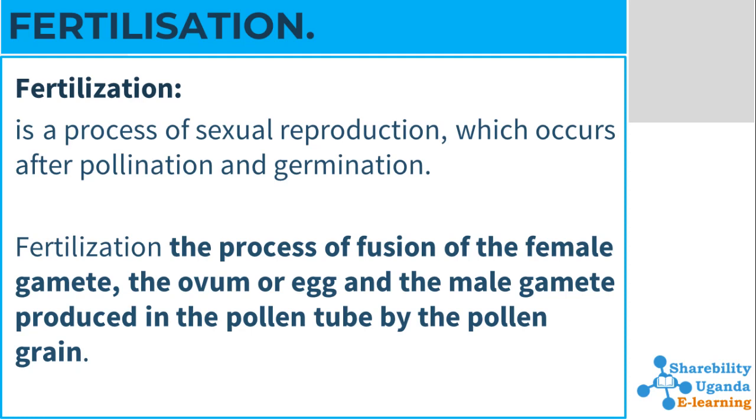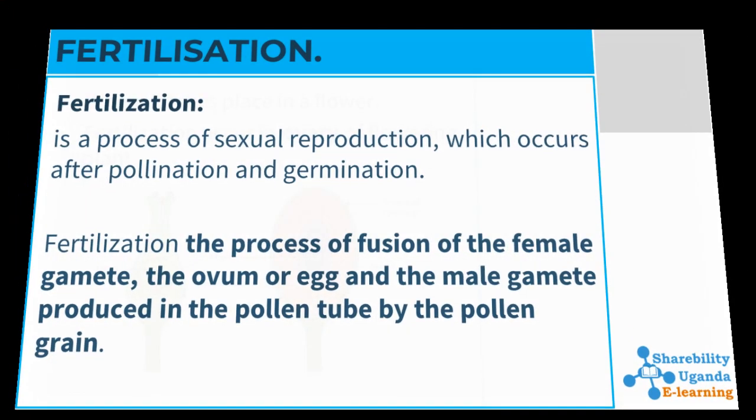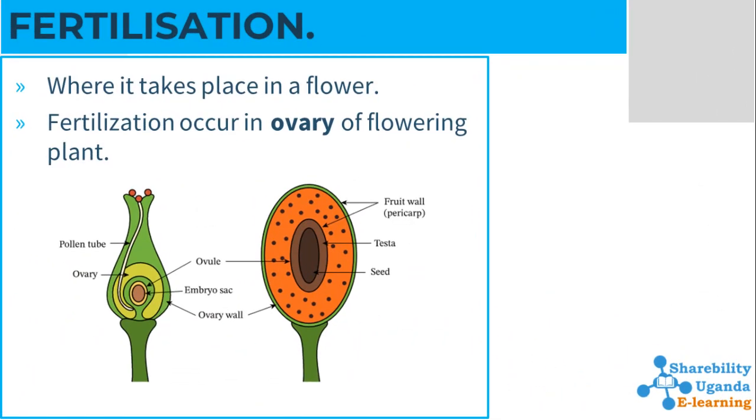Fertilization can be defined as the process of fusion of the female gamete, the ovum, or the egg, and the male gamete produced in the pollen tube by the pollen grains. Fertilization basically takes place in the ovary of the flowering plant, and basically this is how the ovary looks like. It has a pollen tube connecting to it from the stigma.